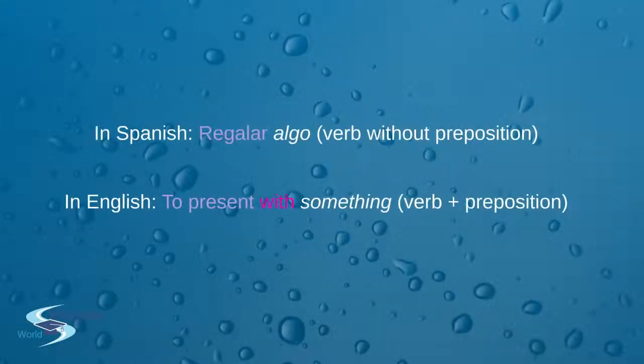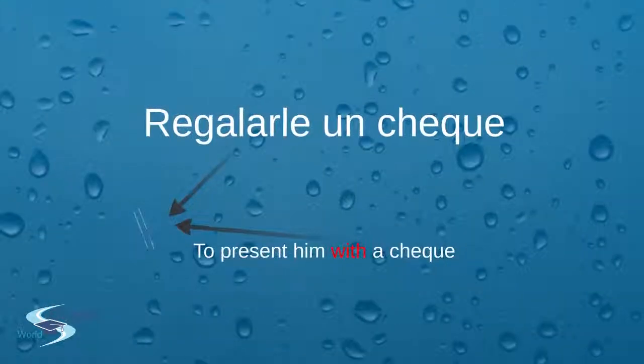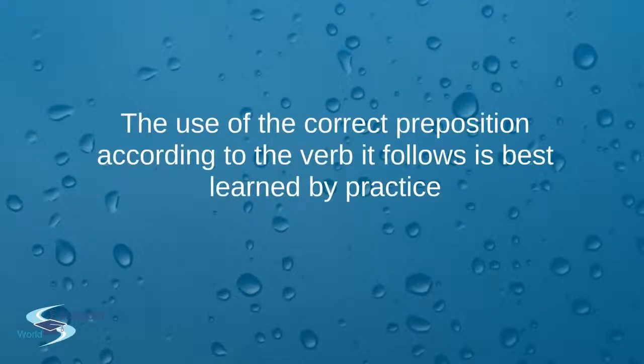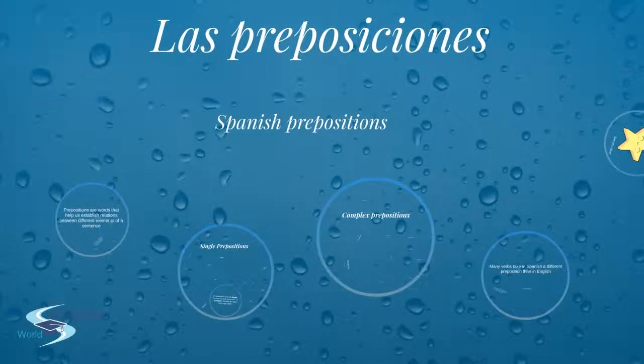So here in Spanish, regalar algo is used without a preposition, while in English we say to present with something. We find here the verb plus the preposition, okay? Regalar algo, to present with something. So, regalarle un cheque, to present him with a check. And the use of the correct preposition according to the verb it follows is best learned by practice, as I already told you. Right, you'll learn it by heart as you learn the language, and you will probably make a lot of mistakes while learning it. But don't worry, that's fine. That's how you learn, actually, right?